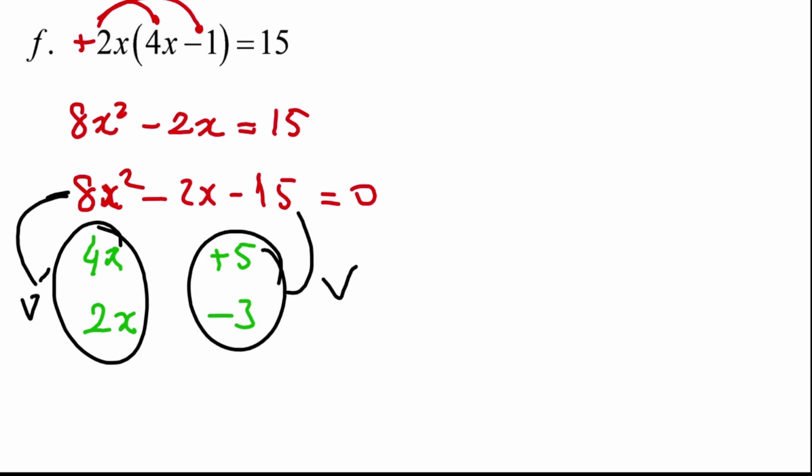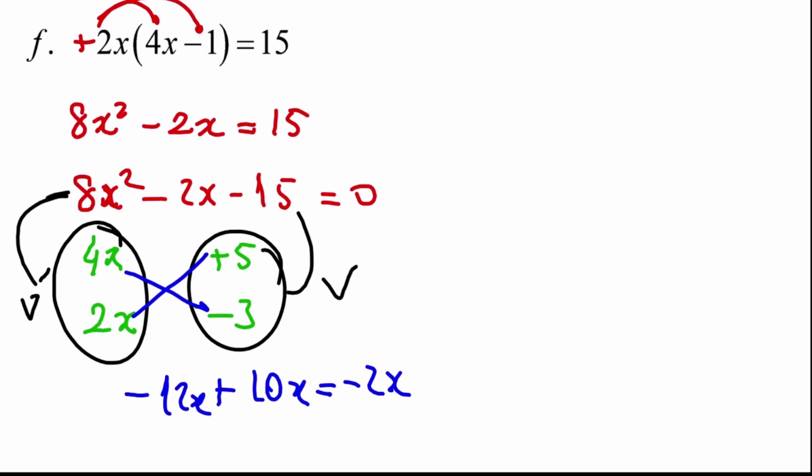We need to check the sum of the cross product here. Negative 12x, positive 10x. Let me make it better. What was it? Negative 12x, right? Negative x, here 2x. So which is our middle term, so we are doing right.